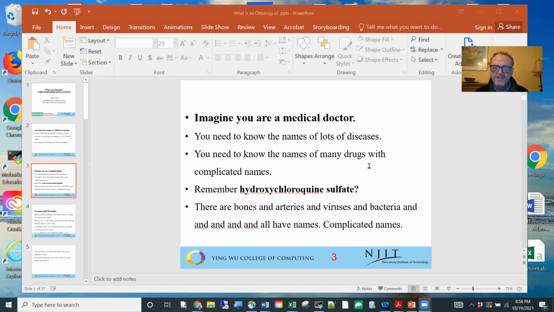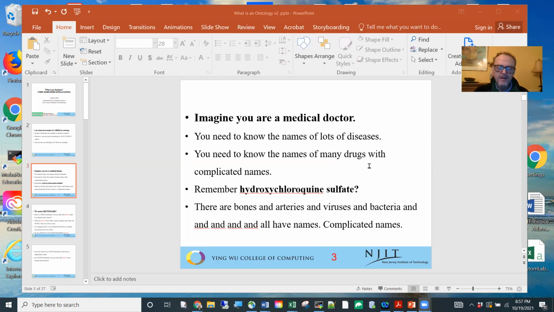So let's start with a problem. Imagine you're a medical doctor. So you need to know the names of lots of diseases. And you need to know the names of many drugs with complicated names. Remember hydroxychloroquine sulfate? When COVID came up, some people thought that this would be a good drug against COVID.